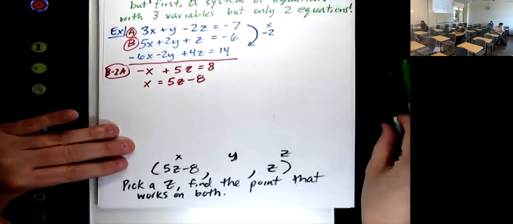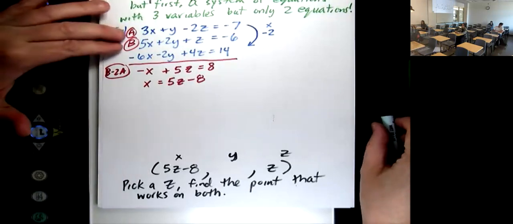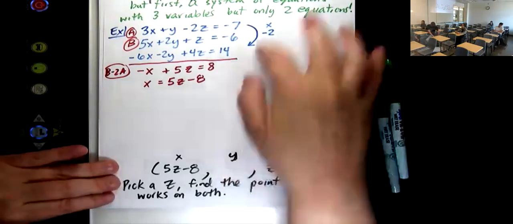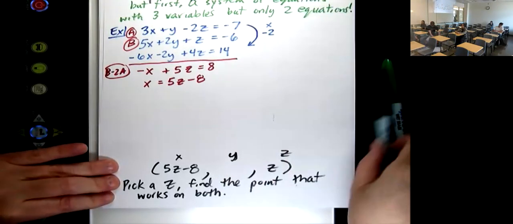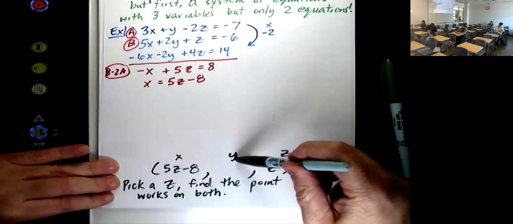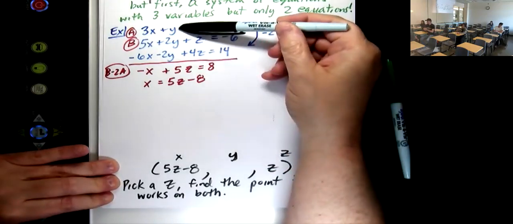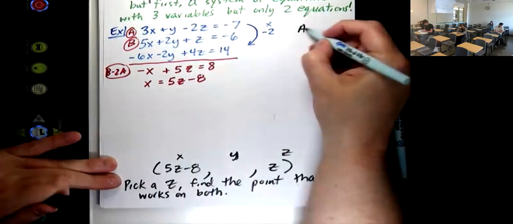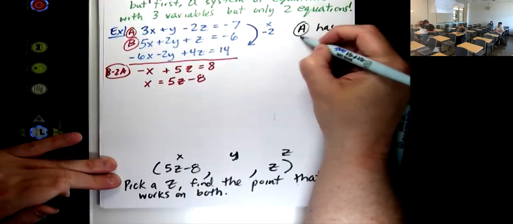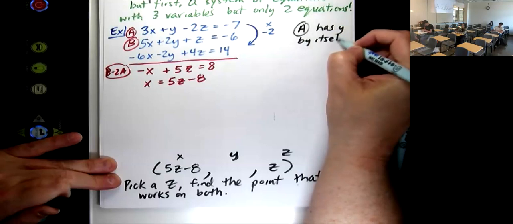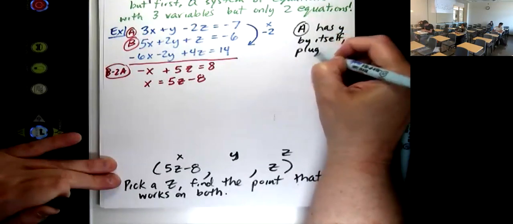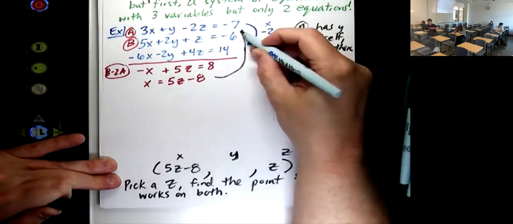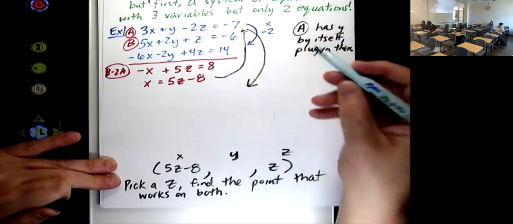So I've already combined the only two equations I have. There's no other combinations I can do, so the best I can do is just plug one back in. So I want to get something in terms of y. A already has y by itself. So I'm going to plug in there. I'm going to take that, plug it in, and I'll bring it down here.